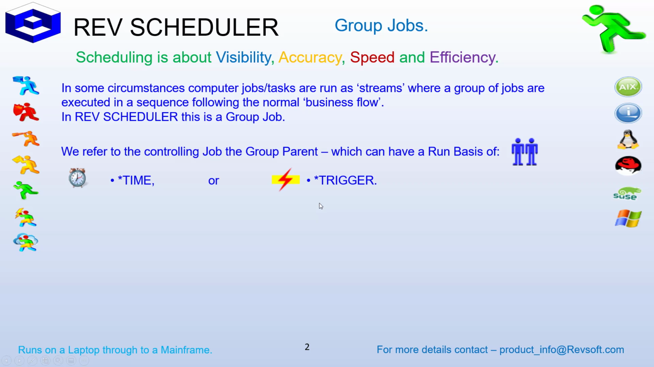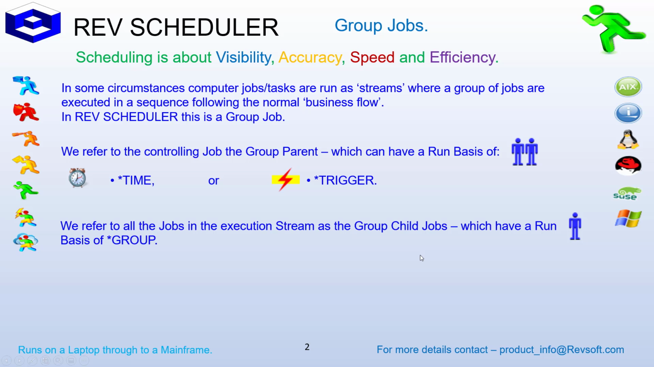There are two components to a group job. The first is a parent job. This doesn't execute any scripts. Its only function is to control the execution of the child jobs. The parent job can have a run basis of time or trigger, so dependencies can be used to start the group process. All the jobs executing scripts in the group are referred to as child jobs, and these all have a run basis of start group. So we've got two terms for group jobs in Rev Scheduler: group parent and group child jobs.